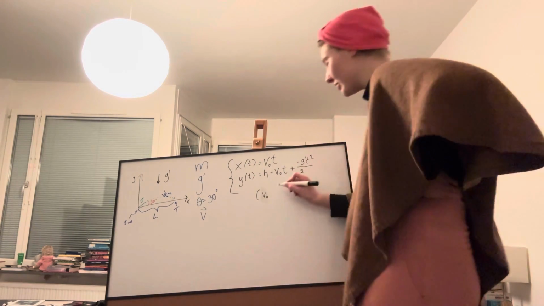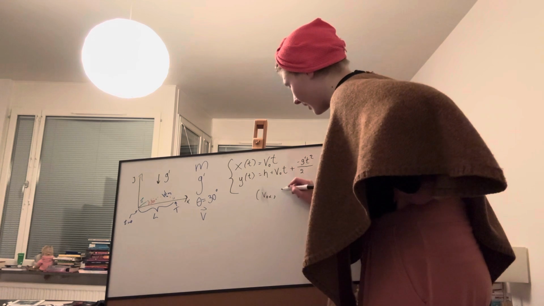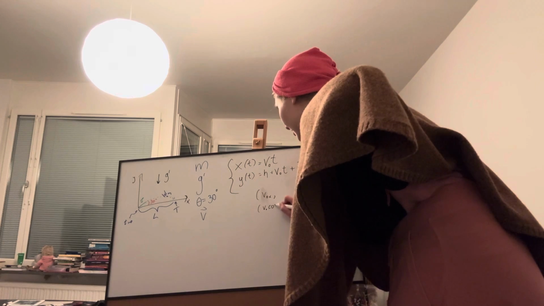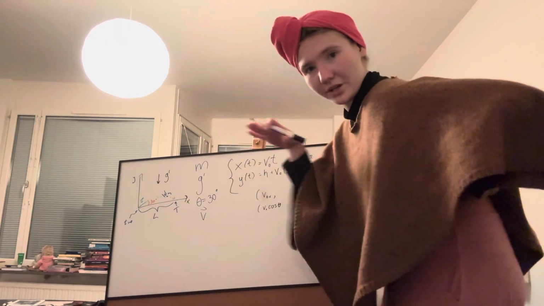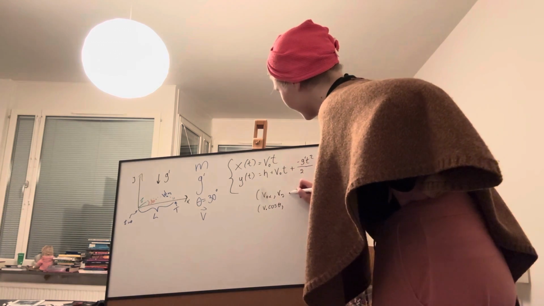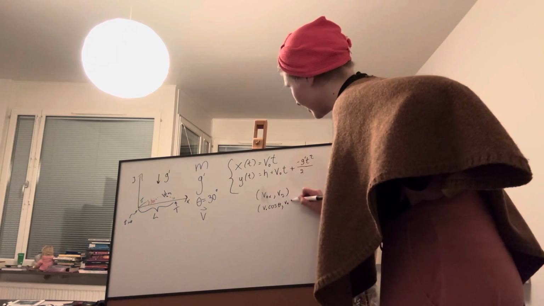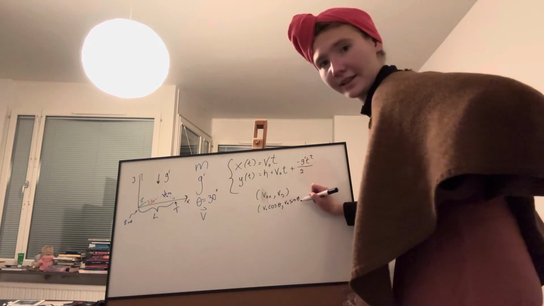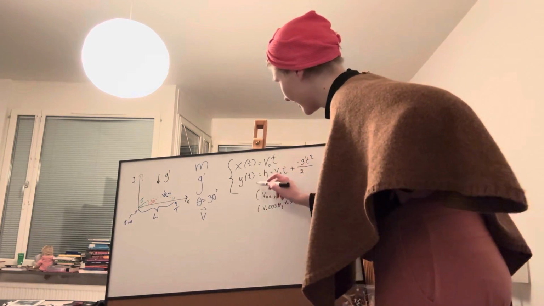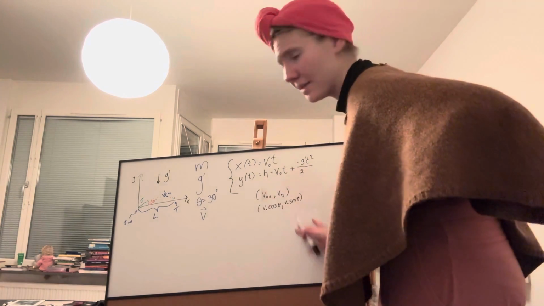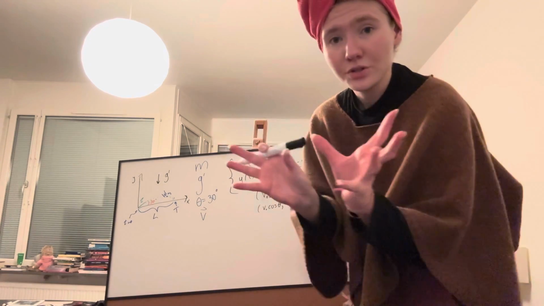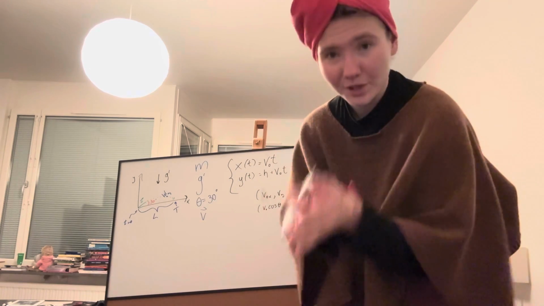Okay, v0x would be v0 cos theta, because we're in the x-axis, and v0y would be equal to v0 sin theta, because we're in the y direction. And this is another detail, okay? And then we can set the formulas equal to each other.